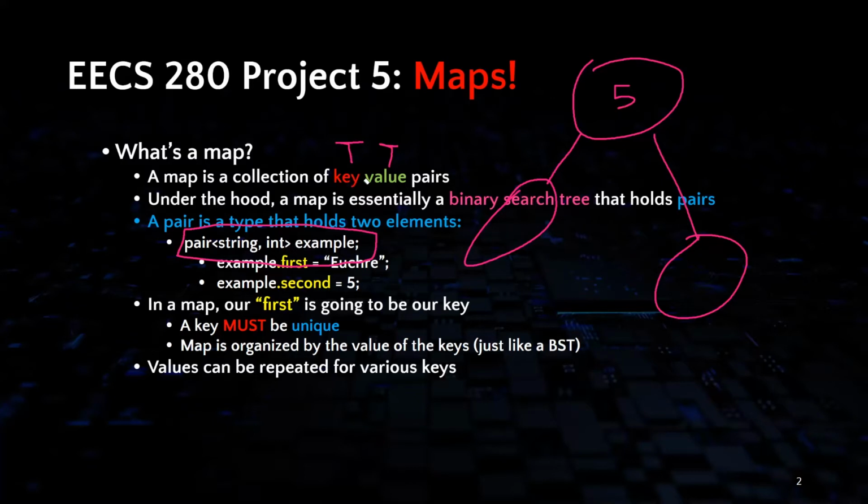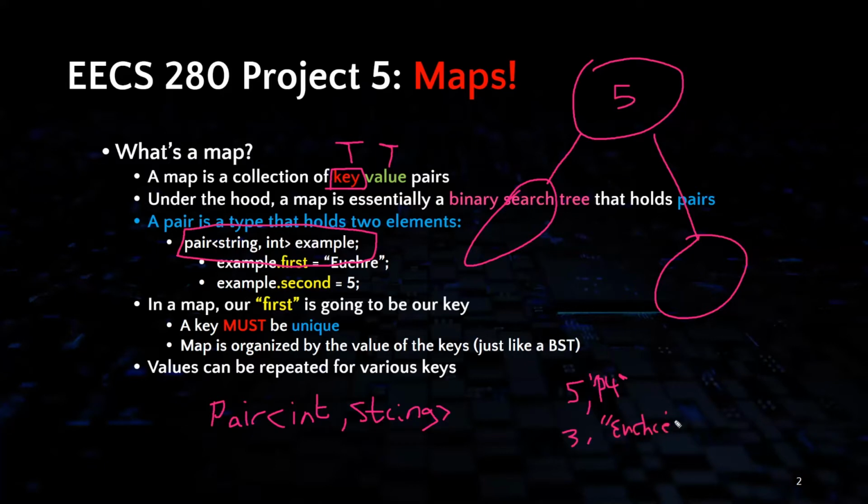So what a map is, is a binary search tree of pairs where we sort it according to the key value. Let's say, for example, I'll make this pretty simple. Let's say I had a binary search tree of pairs, and our pair type was integers to strings. And I had some pairs like 5 p4 as our string right there, and I had 3 euchre and 7 EECS.